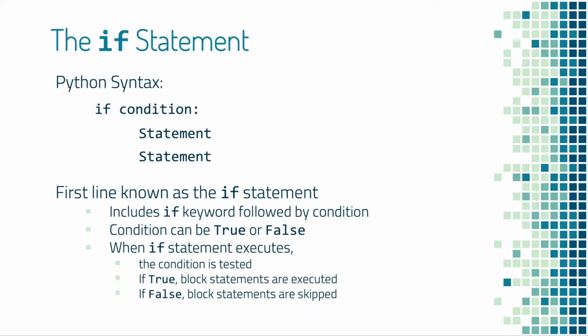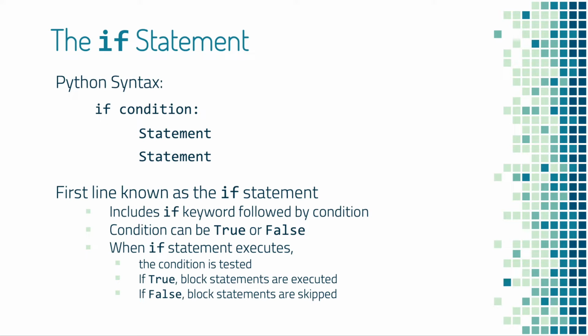So in Python, this is what the actual syntax looks like. We have if followed by some condition, which we'll go into in a second. And after that, we'll have our statements. So that could be print statements, we have our inputs, we have our variable declarations, we have math. Those can all go in those statement blocks there.